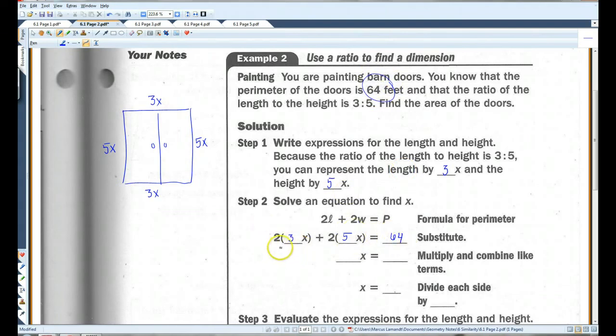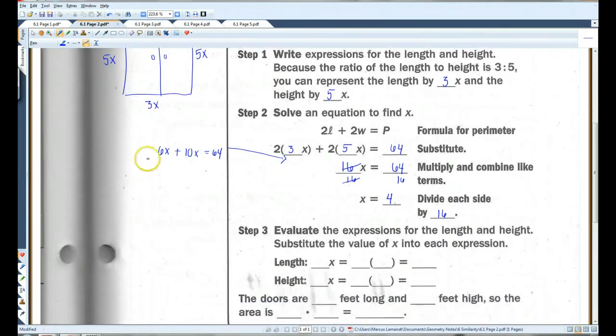I'm going to add a step in here. They don't give enough room for it. 2 times 3 is 6. 2 times 5 is 10. So this is what we have. 6x plus 10x is 16x. I'm going to divide both sides by 16. These 16s cancel out. X equals 4. I divided each side by 16.